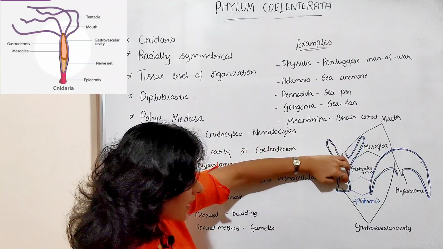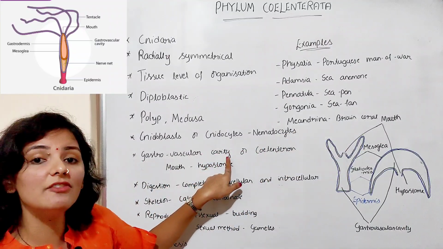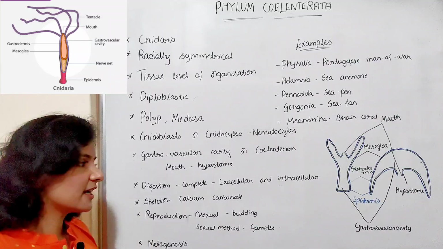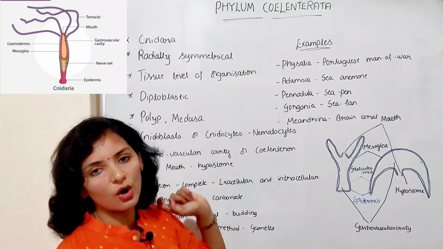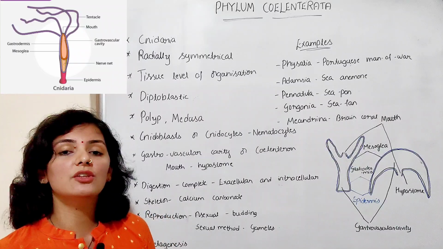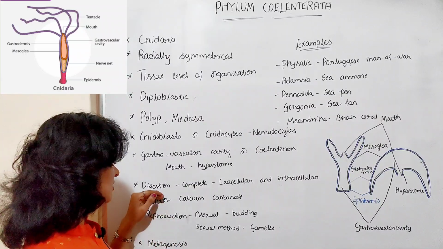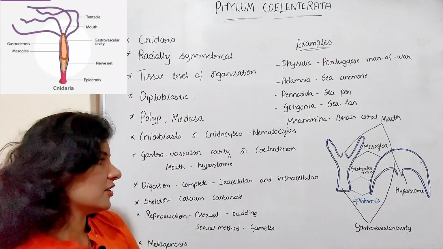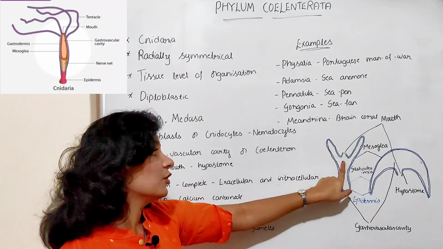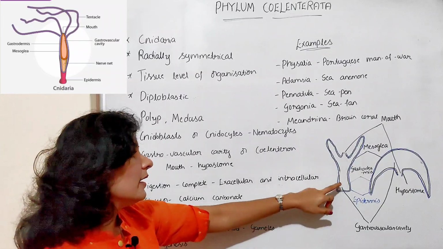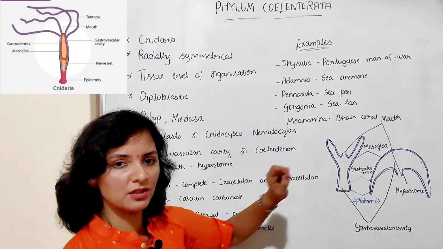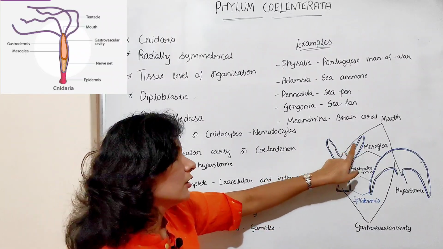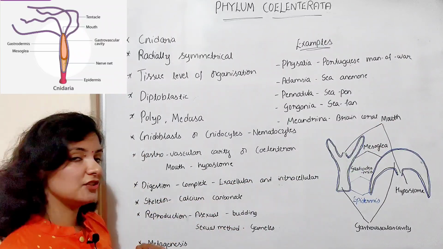This mouth leads to a cavity called the gastrovascular cavity or coelenteron. So coelenterates have a sac-like cavity inside the body called the gastrovascular cavity or coelenteron, and it is in this coelenteron that digestion takes place. Digestion in coelenterates is both extracellular and intracellular. Extracellular digestion takes place in this coelenteron, and the waste produced during digestion will be expelled out of the body through the mouth itself, because there is no anus in coelenterates. So that is about the digestion.